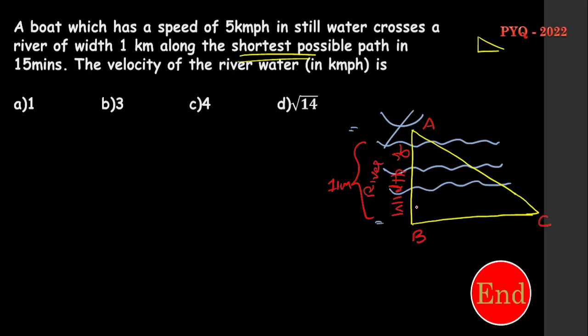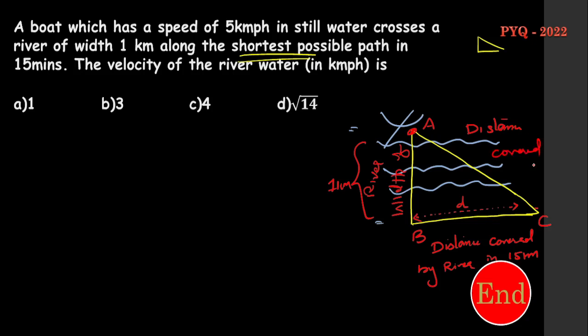Correct? Next, BC is the distance covered by the river in 15 minutes. Is it right? Distance covered by the river. That means from this point to this point. This is the distance covered by the river in 15 minutes. So from this point to this point, this distance takes 15 minutes for crossing, right? And this diagonal line says the distance covered by the boat in 15 minutes.